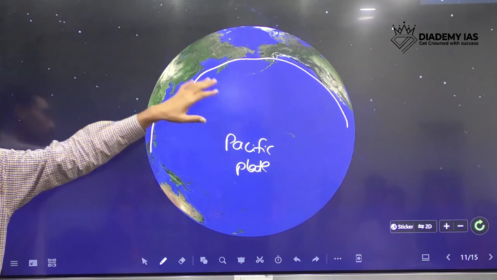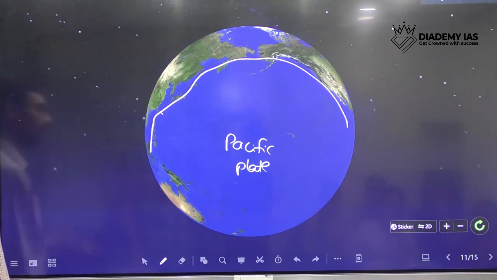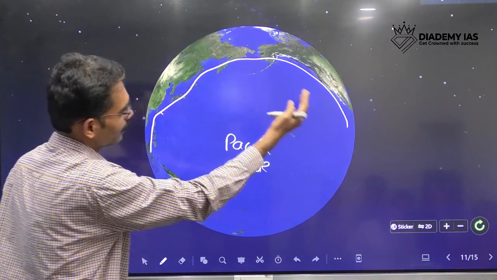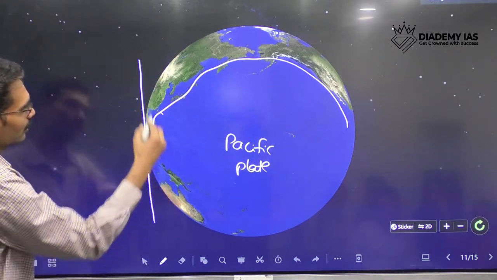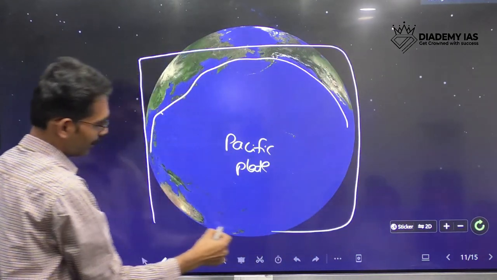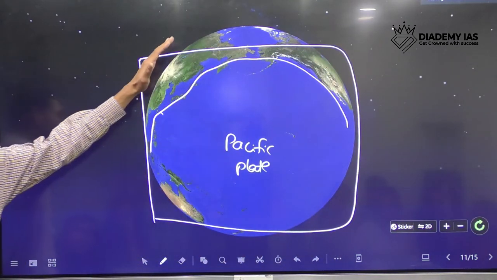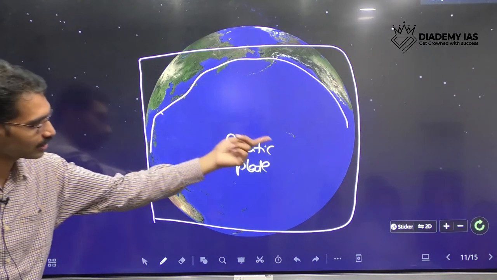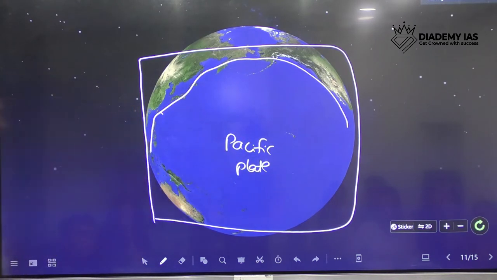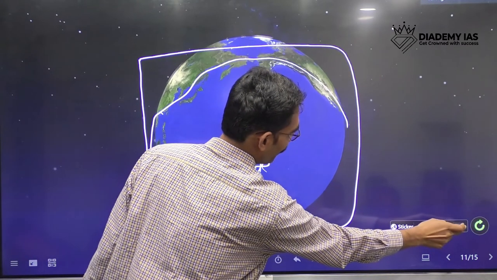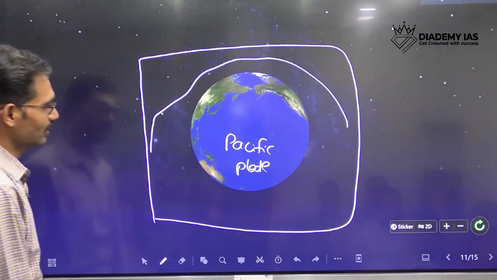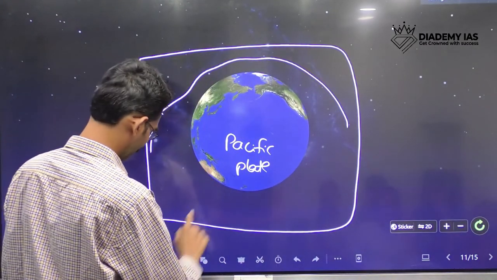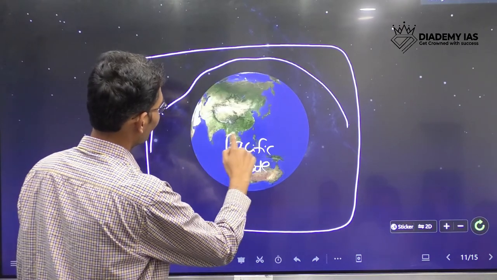While giving answers also, you can imagine and you can write answers. And you can give a proper map, and you can give only this map also. Suppose for that question, you can draw only the map of this side, and you can put the Pacific plate, North America, India. Only this side of the map you can give. You need not give the entire world map. They are asking about this particular region, so you can give only this region. So try to imagine geography. If you are good in imagination, then geography is easy for you. So just keep rotating.